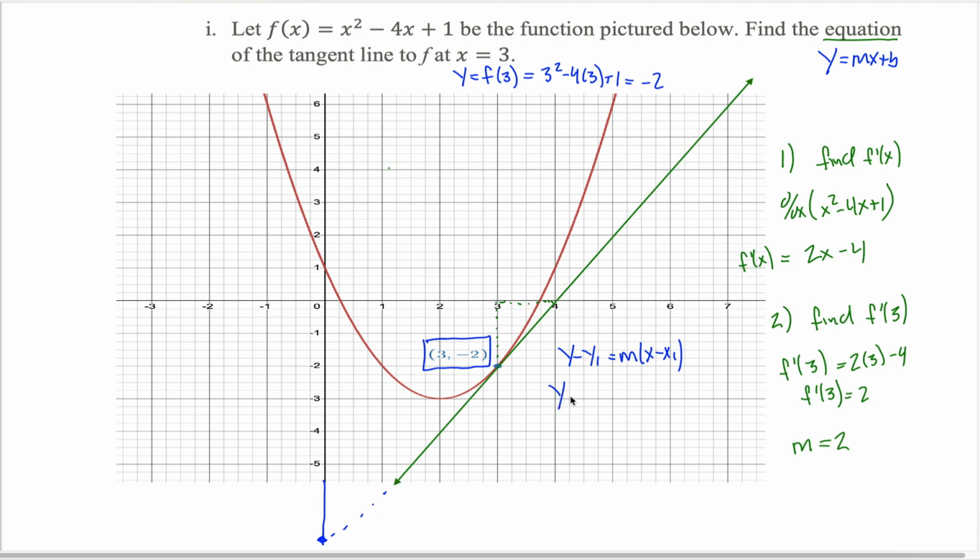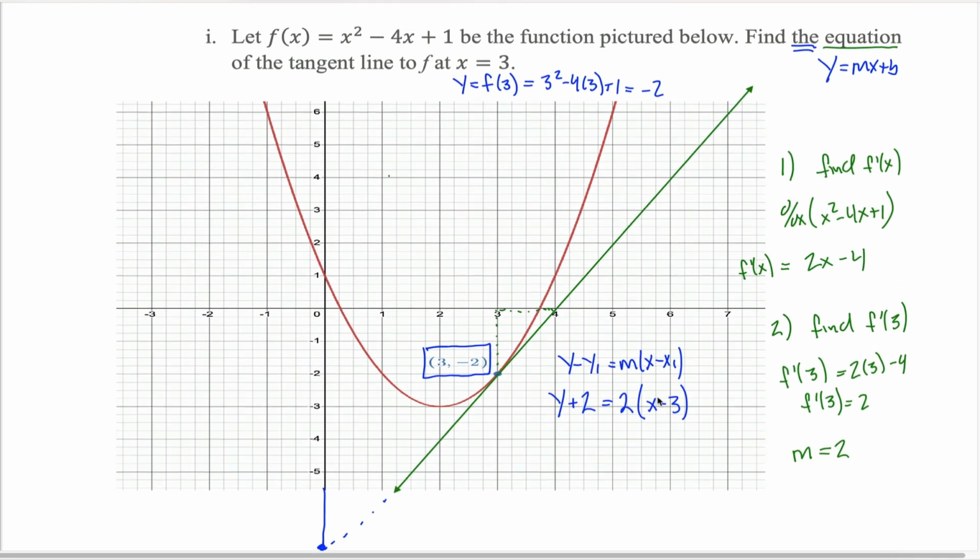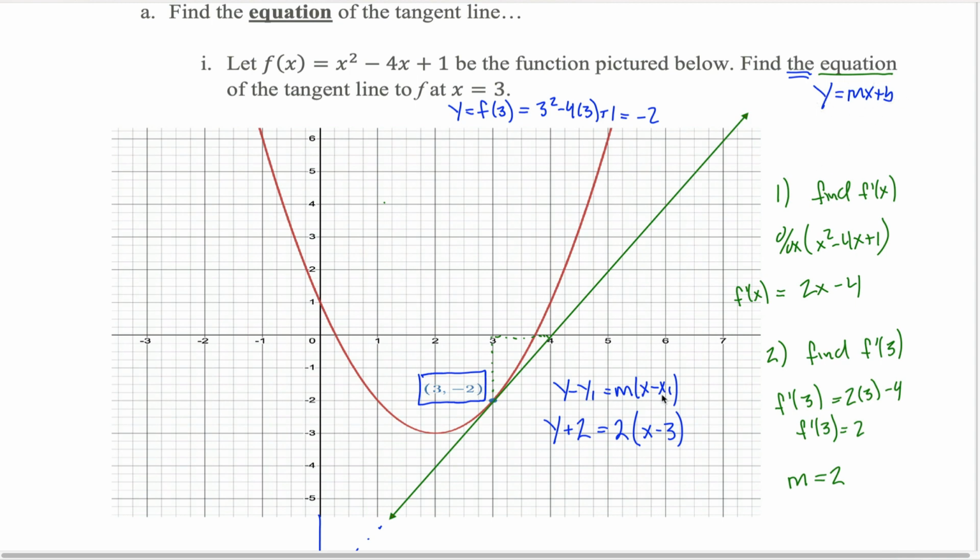I got y minus negative 2, in other words y plus 2, is equal to m, which is also 2, times x minus x1, x minus 3. I now have an equation of the tangent line, although typically when you're told the equation of the tangent line, implied is that you want it in slope-intercept form. So typically people go a couple steps further and say y plus 2 is 2x minus 6, and therefore y is equal to 2x minus 8. The equation of the line in green is y equals 2x minus 8.